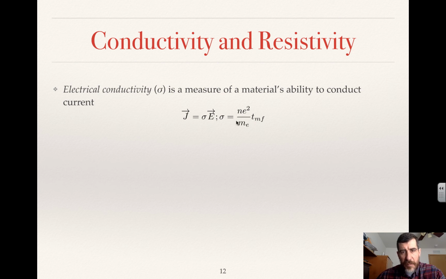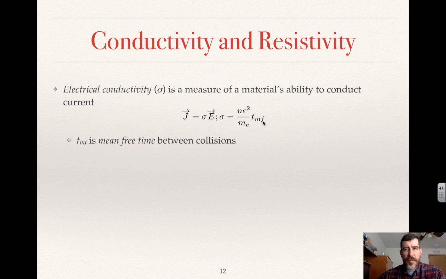And we can define sigma as little n, remember, that's the number density, so that's related to the number of charge carriers we have, times the charge on each charge carrier, e squared, divided by the mass of the electron, since it's the electrons that are carrying the charge. And this tau is the mean free time between collisions.